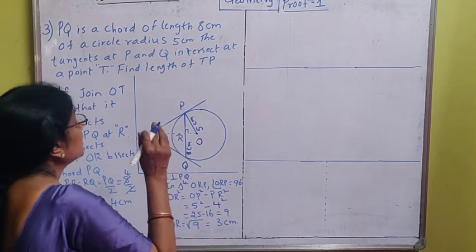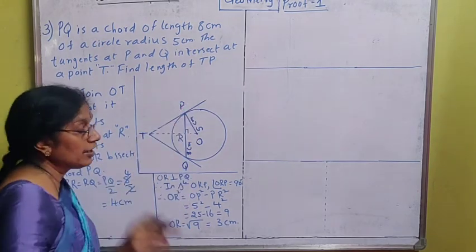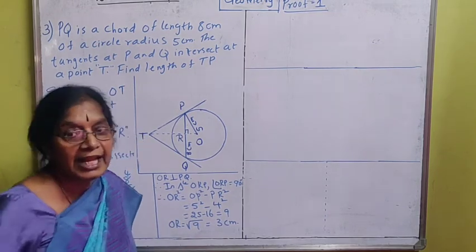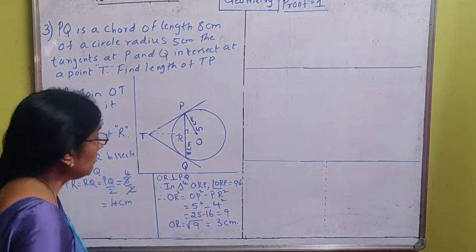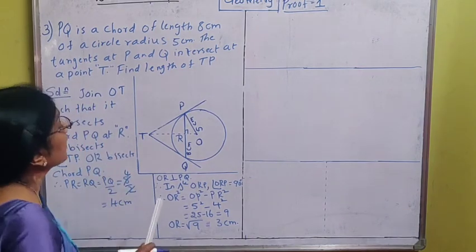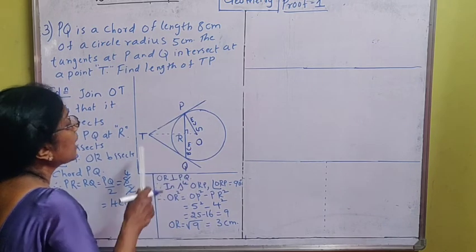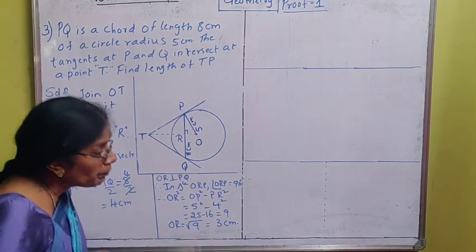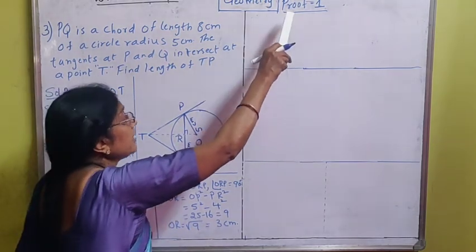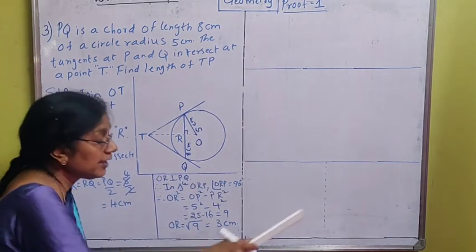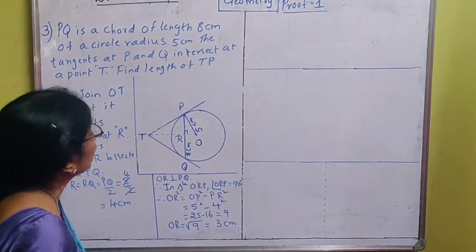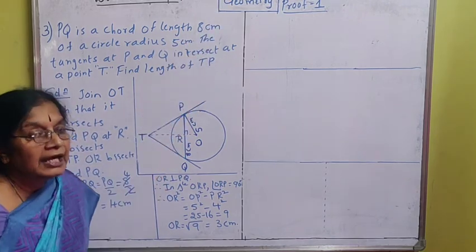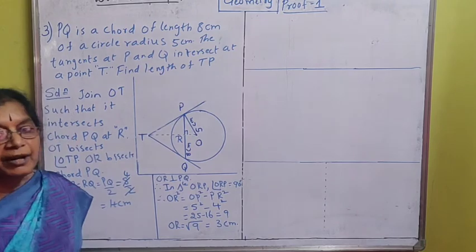Now we have to find out TP. Just now I told you to find out TP. We are going to take the help of similar triangles. To do that, we have to take which two triangles? PRT and PRO. We have to prove that any two angles are equal, and there are two proofs for this. First I am going to take proof 1 using similar triangles, and the second proof uses the Pythagoras theorem. So we will see those two proofs. First I am going to teach you proof number 1.